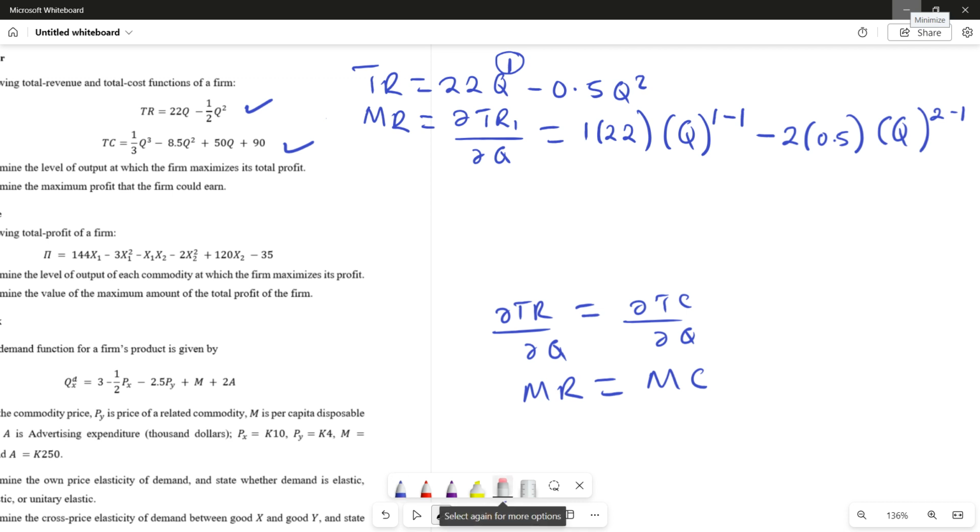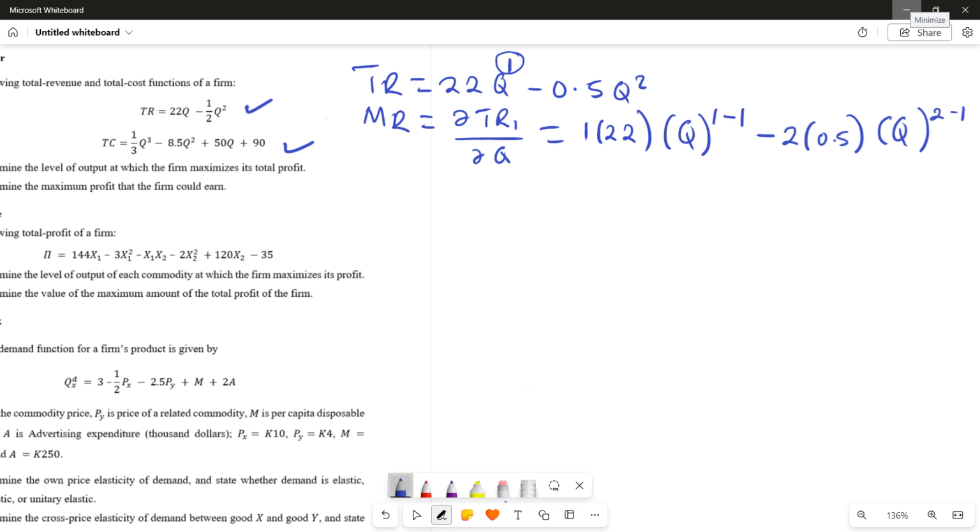Okay, so that is the way we differentiate. That is how we differentiate, meaning that the marginal revenue function is just going to be 1 times 22, which is 22. Now q to the power 1 minus 1, and 1 minus 1 is 0. Anything raised to the power 0 is 1, meaning that the q to the power 1 minus 1 collapses to 1, which means we'll be multiplying 1 times the 22 times the 1, giving us just 22.